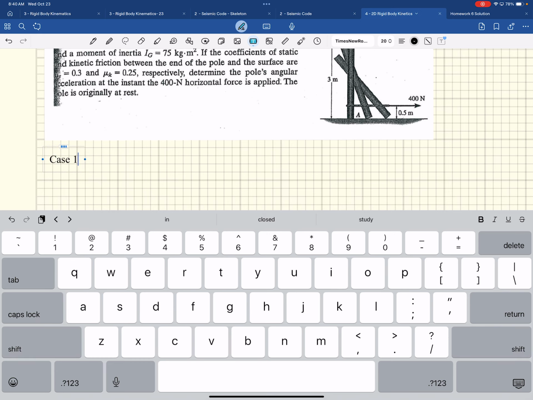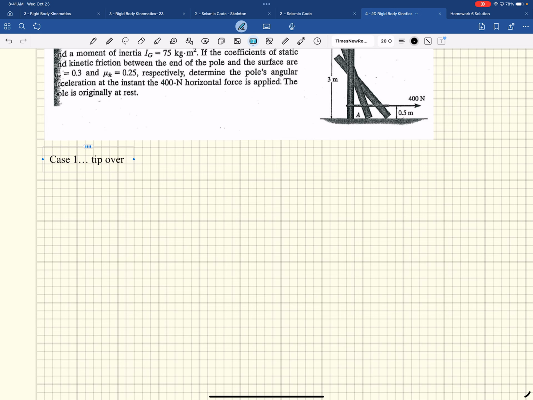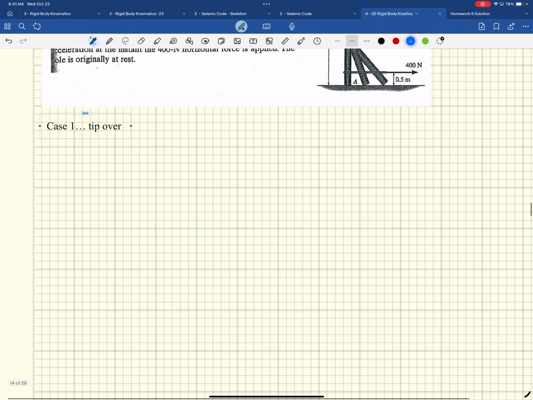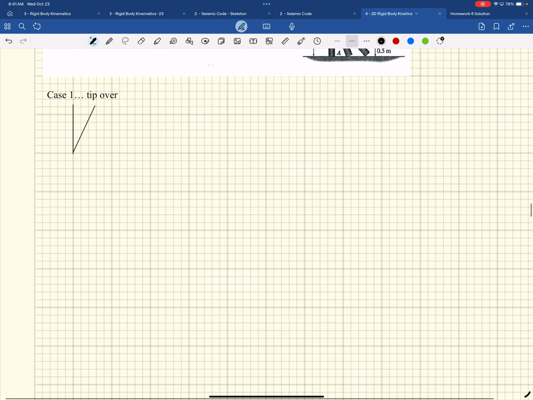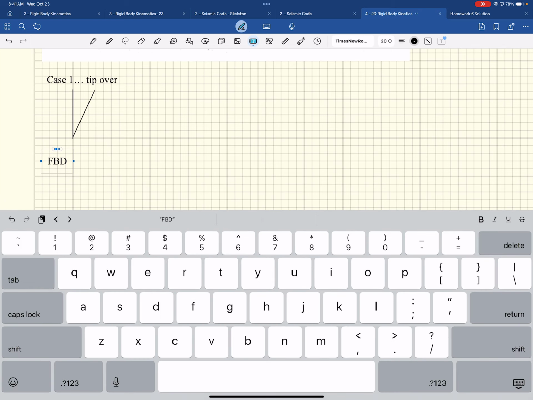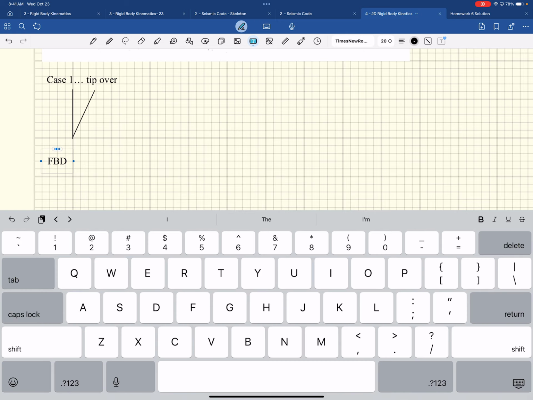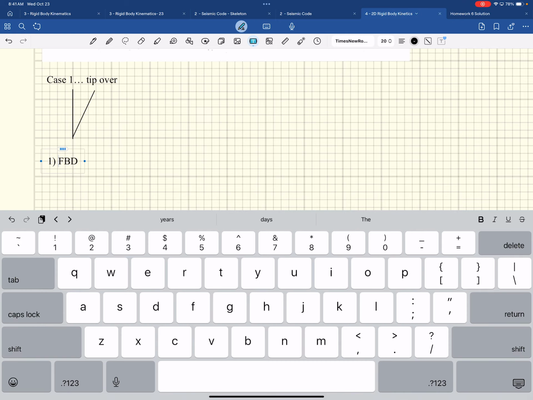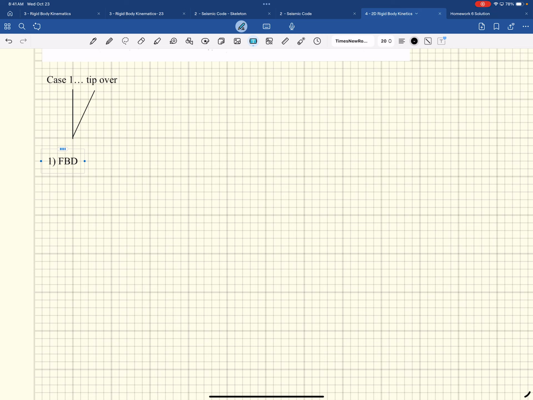Case 1, right? There's gonna be a tip over. Okay? Tipping over. So what I mean by that, right? Just this thing is gonna go boop, and then it's gonna go boop, tip over, like that. Okay? Free body diagram, FBD. We'll do the mass properties on the fly. There's only just one mass property that we need, which is I.